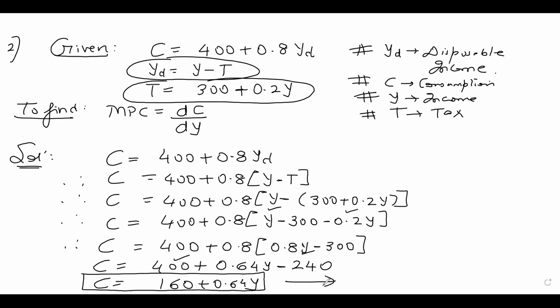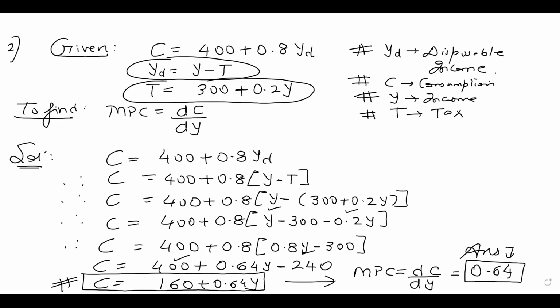From this, you can see that your marginal propensity to consume is nothing but the derivative of the consumption function with respect to Y. If I differentiate the consumption function with respect to Y, what do I get? 0.64, which is nothing but my marginal propensity to consume, which indicates that if my income goes up by $1, my consumption goes up by $0.64 or 64 cents. Okay, so this is the correct answer.